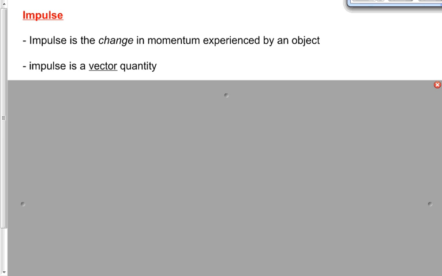Of course, it's a vector quantity. Because momentum is a vector, anything that's a change in a vector is going to be a vector itself. So there is a direction associated with it. The change in momentum is to the left. The gain in momentum is to the right. The gain in momentum is to the left. And so on.